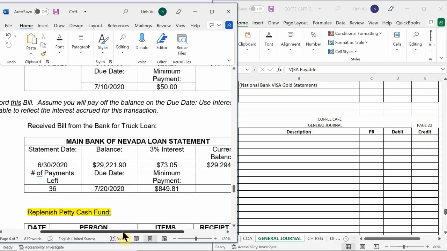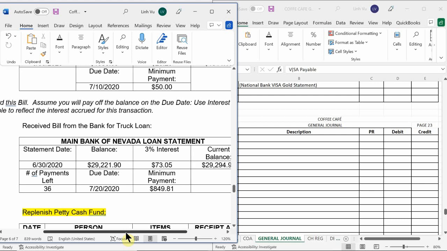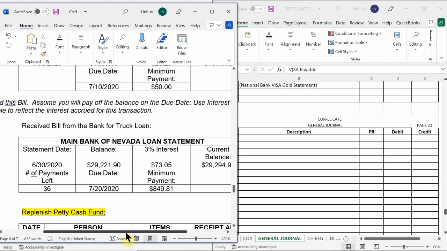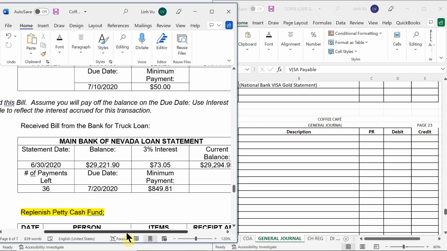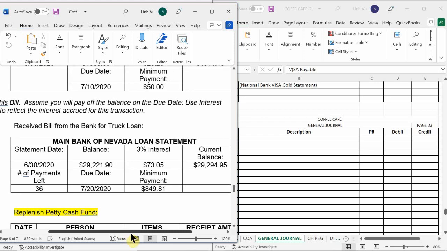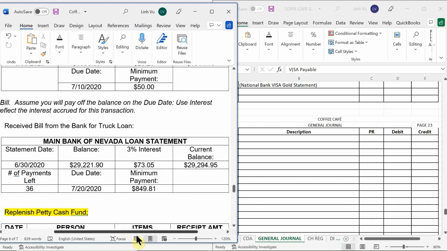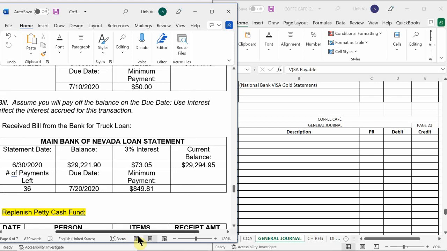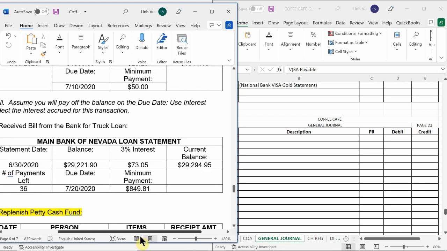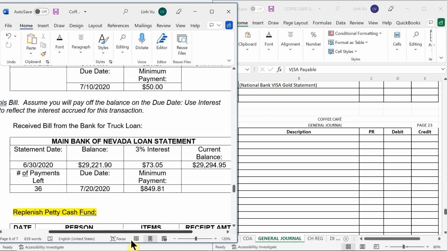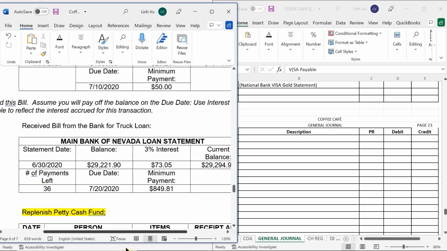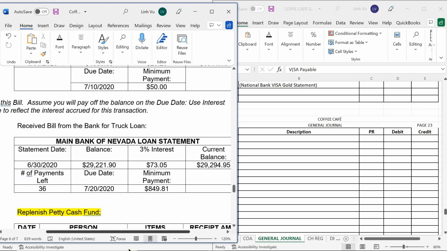Number of payments left. We still have to pay 36 months, right? Because we signed a 3-year contract, right? This is our first payment, so we still have 36 payments left. Our principal was $29,291.90. We were charged 3% interest, which yielded $73.05. Okay. So now my current balance is $29,294.95. In this case right here, the due date again is going to be the 20th of July, and the minimum payment is $849.81.